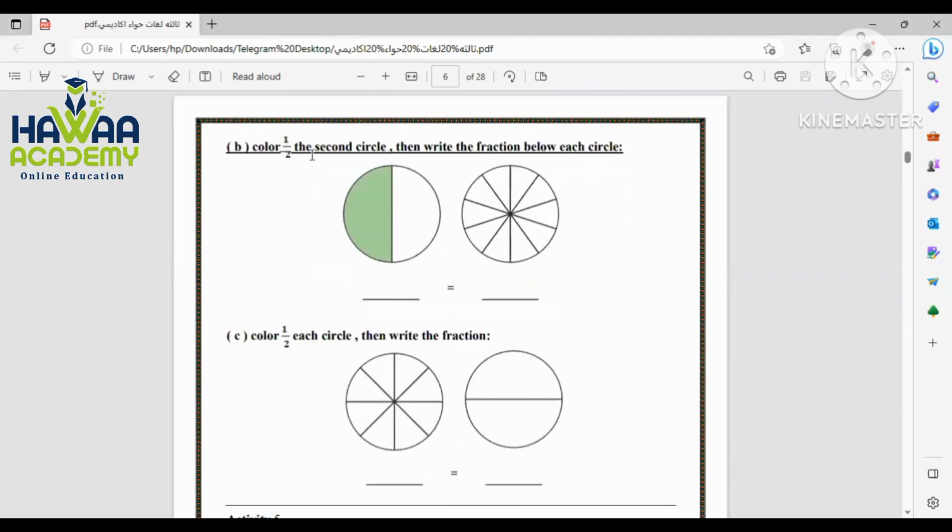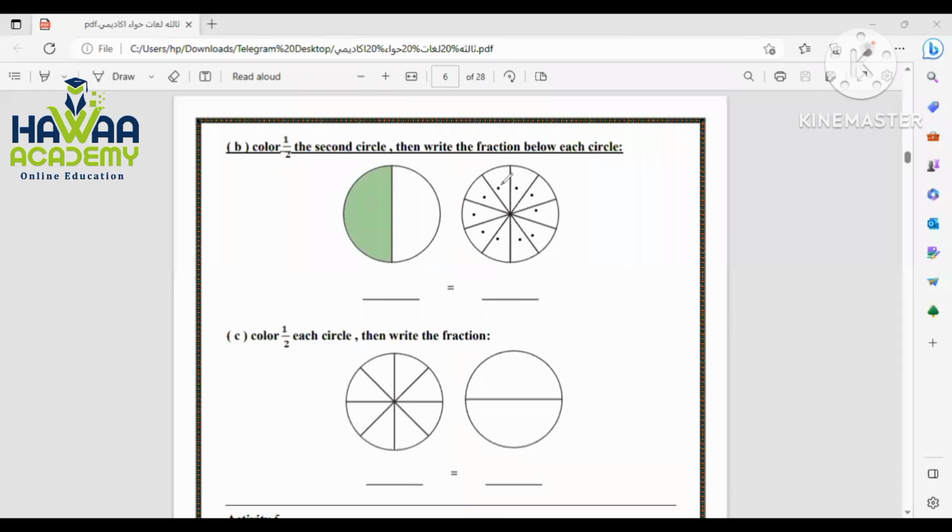Okay, color half the second circle, then write the fraction below in each circle. Okay, first count. How many parts is this circle divided into? 1, 2, 3, 4, 5, 6, 7, 8, 9, 10. So here we have 10 parts. I want to divide this circle in half. I want to divide it into two halves.